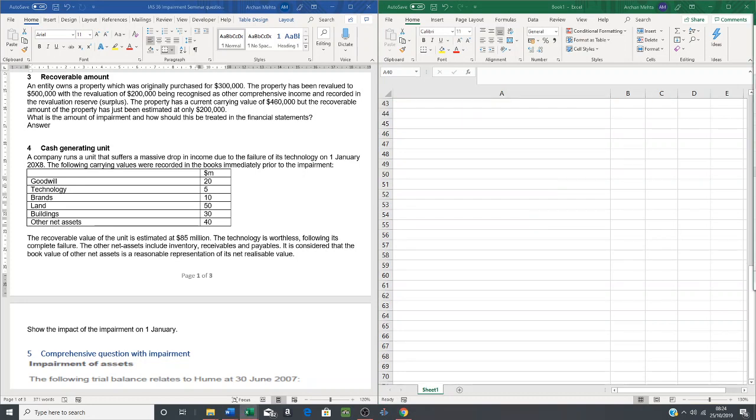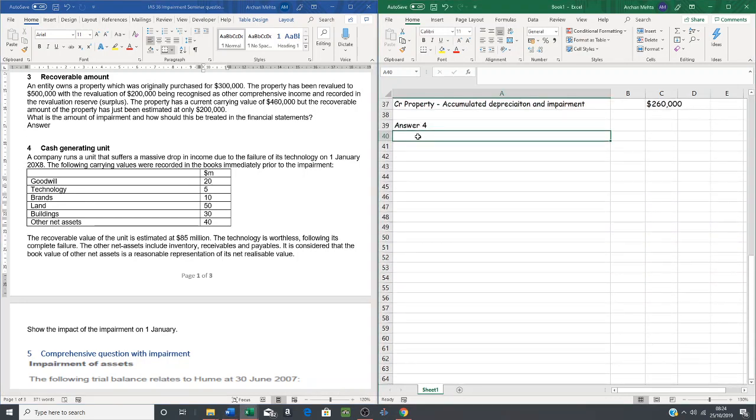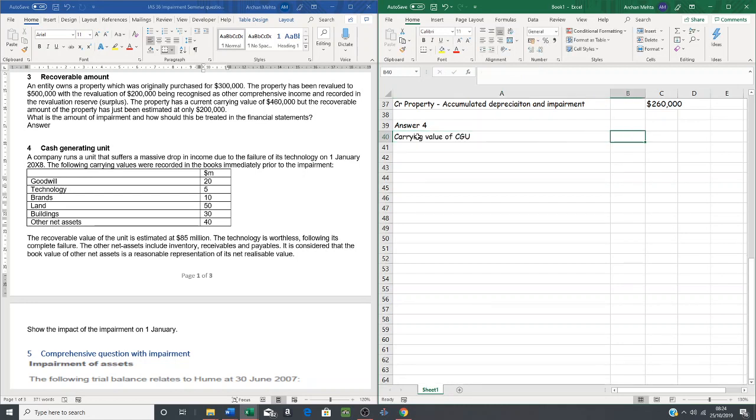Right, so first of all, we need to work out the carrying value of the CGU. If you add up the total list, you will find the total value of the CGU. So let's write carrying value of CGU. That is 20 plus 5 plus 10 plus 50 plus 30 plus 40. That's 155, and that's in millions.